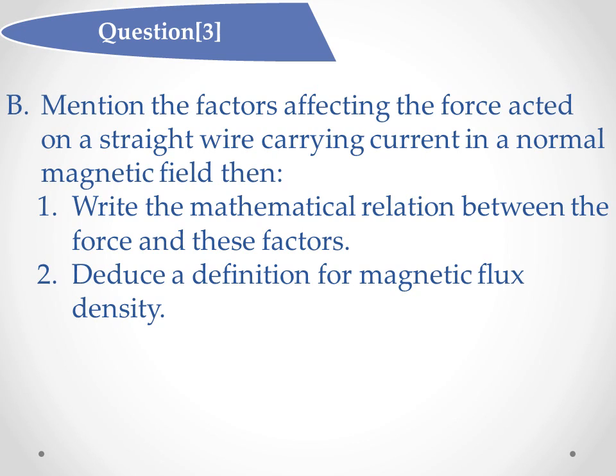Question 3. B. Mention the factors affecting the force acting on a straight wire carrying current in a normal magnetic field. Then, write the mathematical relation between the force and these factors. Deduce a definition for magnetic flux density.